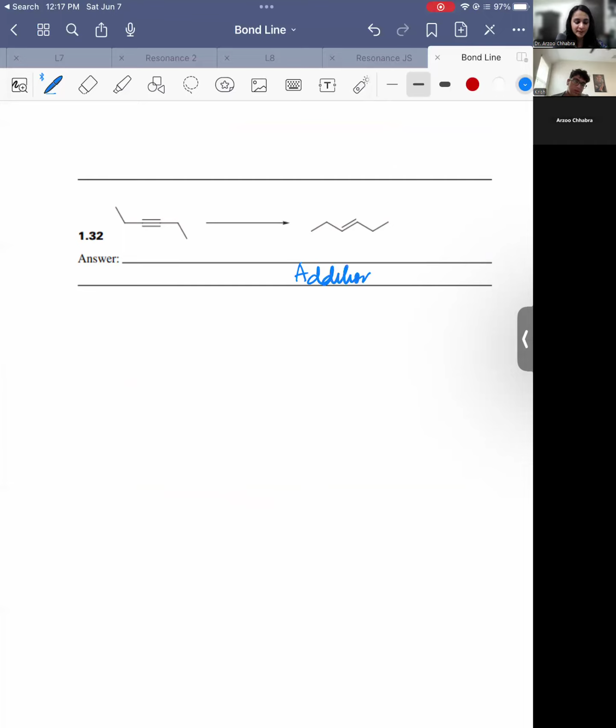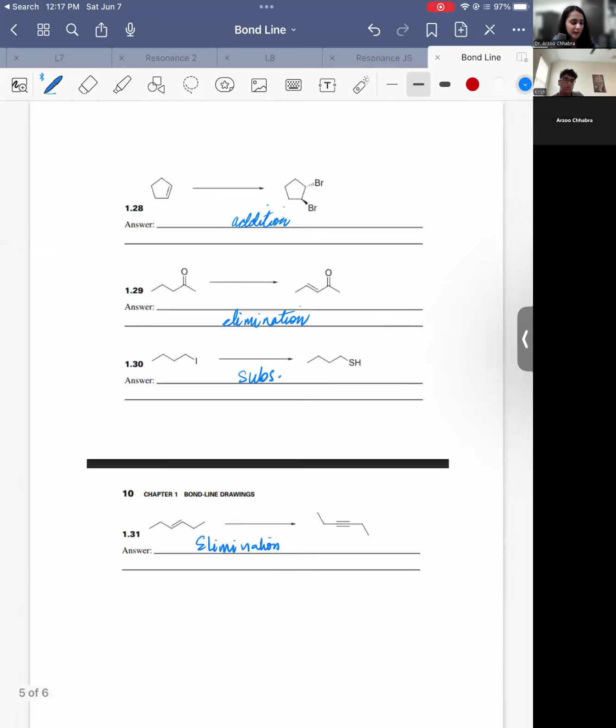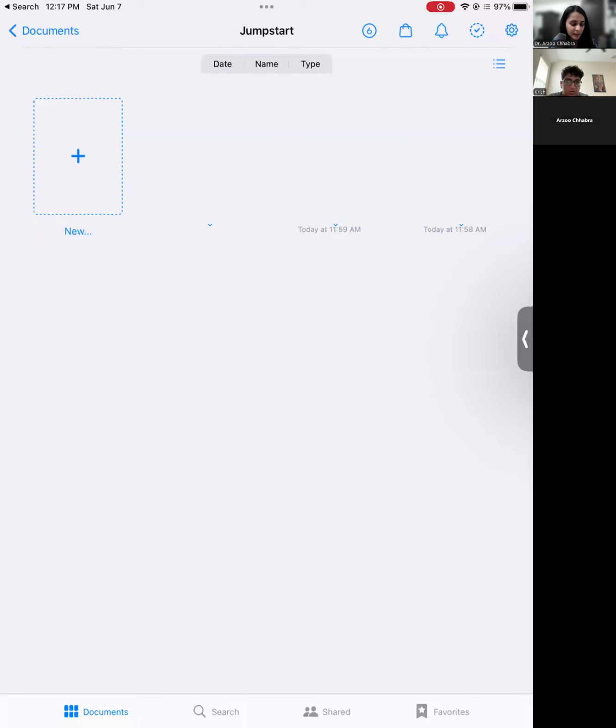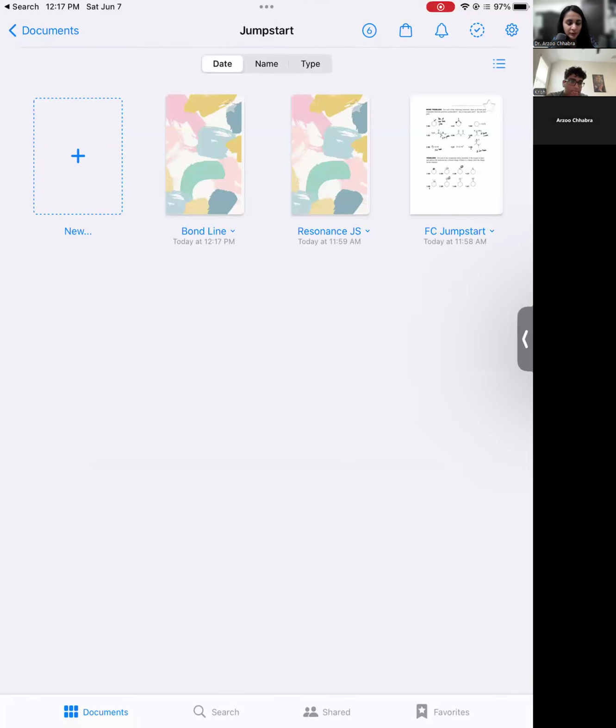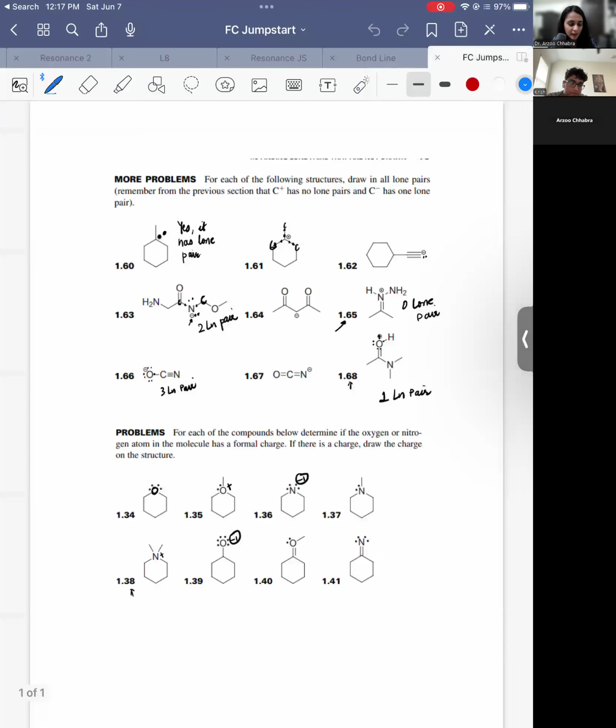And what is getting added, actually, if you think about it? Just a hydrogen pair. That's right. The hydrogen is getting added. Okay, great. I think that's all we had here. And then maybe let's just go to the formal charge chart really fast.